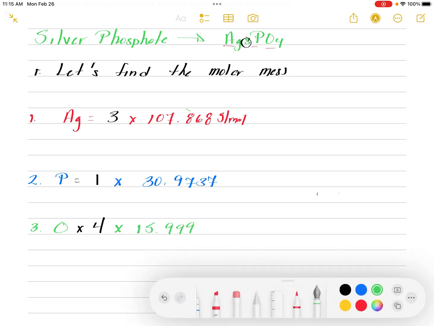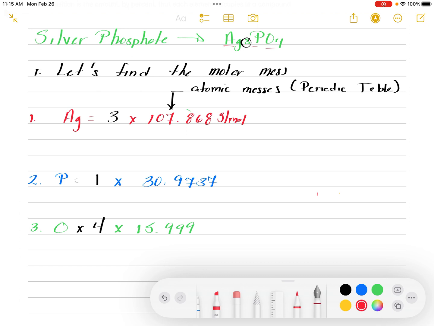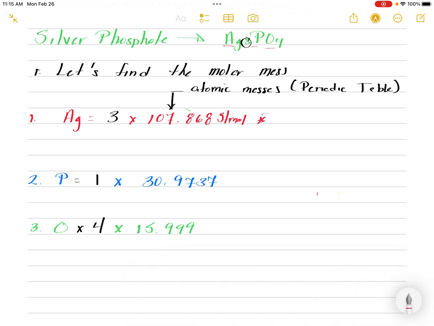So give yourself a note and say, here are the atomic masses. And where do you find those? On the periodic table. Once I multiply these out, I'm going to end up with 323.604. This is grams per mole.